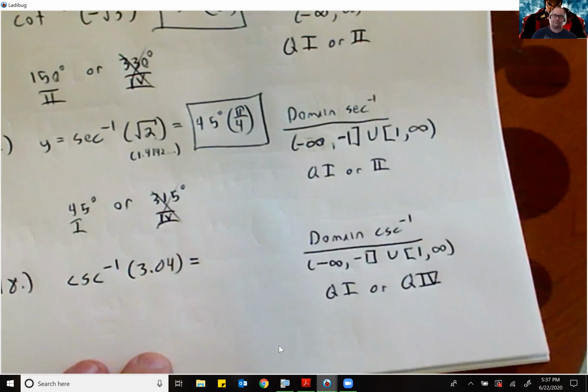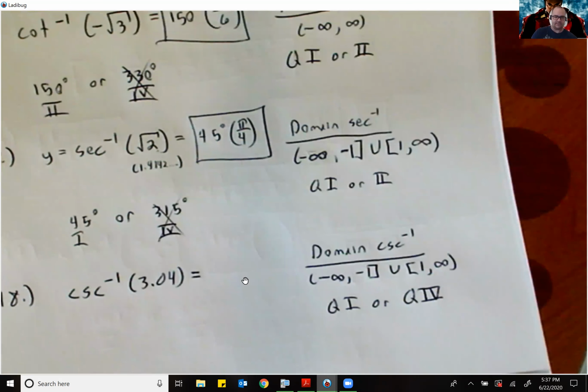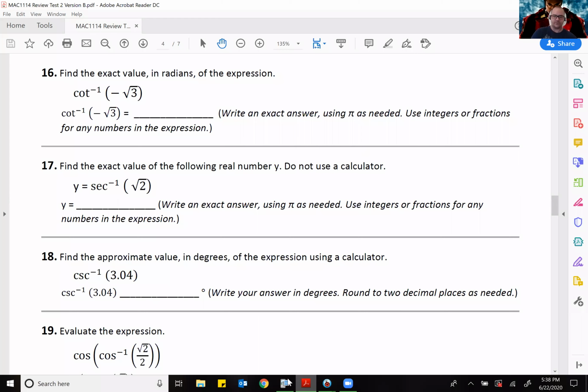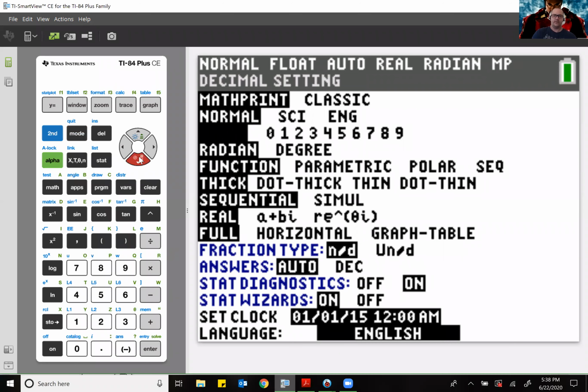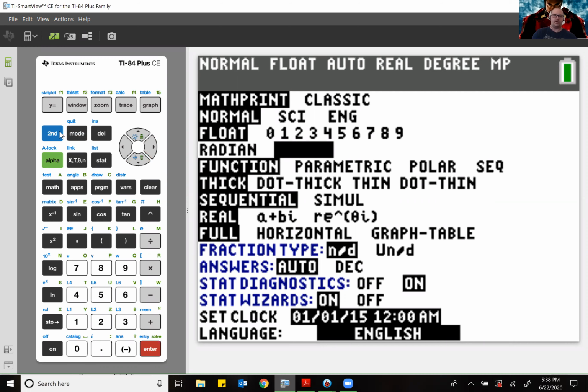So in here, let's look. It wants this in degrees. So the first thing, before I even figure this out, I'm in radians. I need to fix that. So change this mode into degrees. And now I'm ready to go.